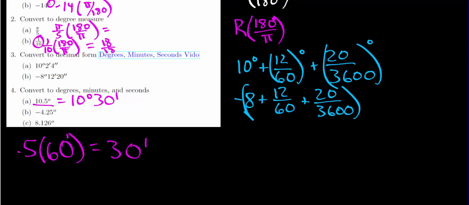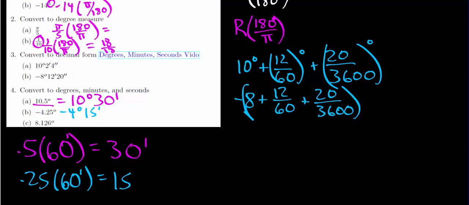Okay, so this next one, we've got -4 degrees, and then we multiply 0.25 times 60 minutes. See, we're taking 25% of another degree, which is 25% of 60 minutes, and that's going to be 15. So this one would be -4 degrees and 15 minutes.